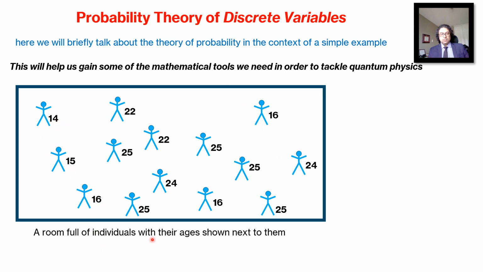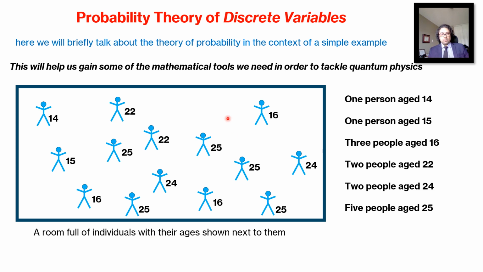So you see a bunch of young people, probably young students, inside a classroom. And by looking at this schematic figure, you can see that there's one person aged 15, one person aged 14, 3 people aged 16, and then 2 people aged 22, 2 people aged 24, and finally 5 people aged 25.